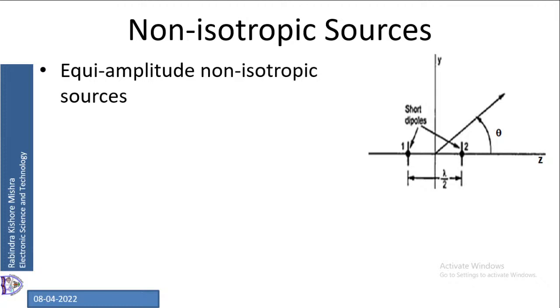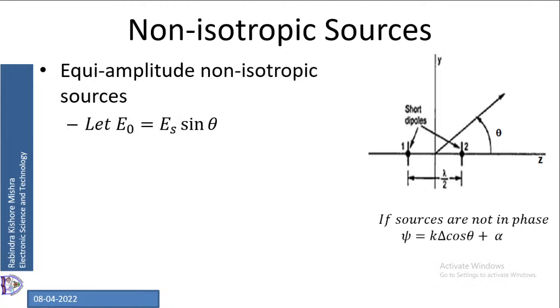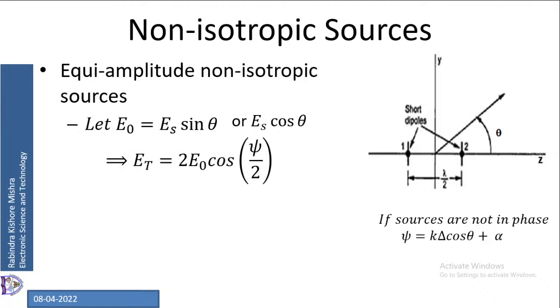Now in this case what will happen? If both the sources are not in phase, then psi is equal to k delta cos theta plus alpha. This we know. Now let E0 be equal to Es sin theta. They are not isotropic, therefore Es sin theta. Otherwise E0 will be a constant. If they are isotropic, it will be constant. Here we are considering it to be Es sin theta. Es is the amplitude of the source, sin theta is the pattern, or Es cos theta. So any of these two.